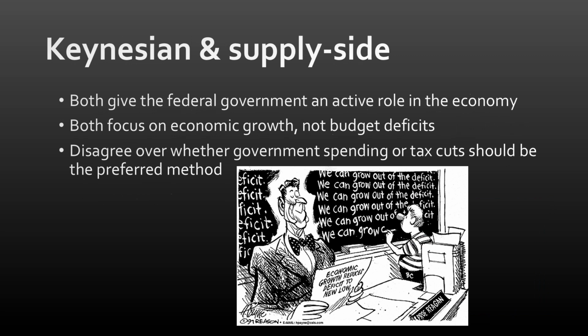Okay. Now this is the slide where I'm supposed to tell you about the similarities. I've kind of already done that. So both give the federal government an active role in the economy. So they're similar in that regard. They both think the government can and should get involved. They both think it's more important to focus on economic growth, less concerned about budget deficits. The disagreement is about whether it should be government spending or whether it should be tax cuts. Which one of those would be the preferred method of stimulating the economy?